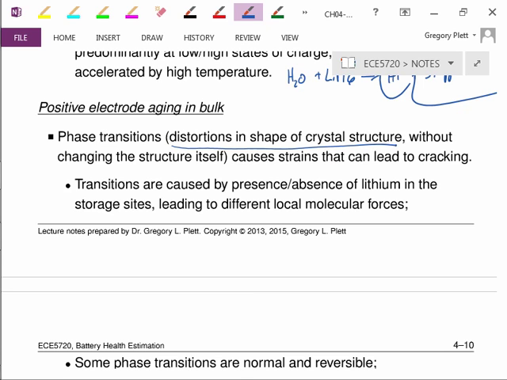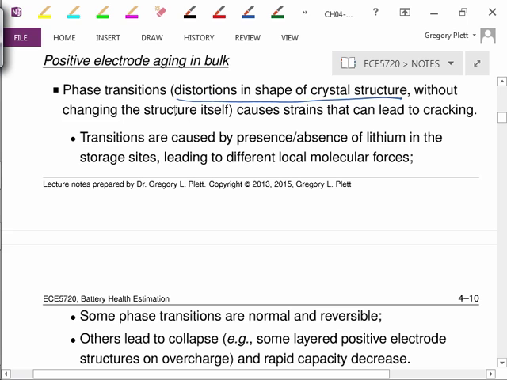If I go from what might be called a cubic phase to a tetragonal phase, anyway, it's a different shape of the structure, and that causes strains that can lead to cracking. And the transition between one type of phase and another type of phase is caused by the presence or absence of lithium in the storage sites. So I've got different local molecular forces.